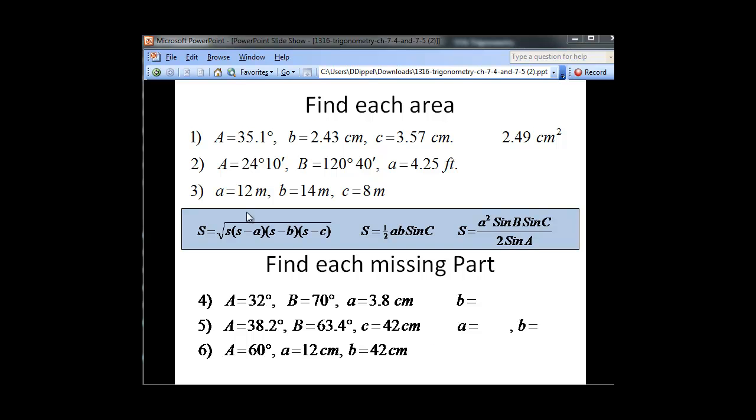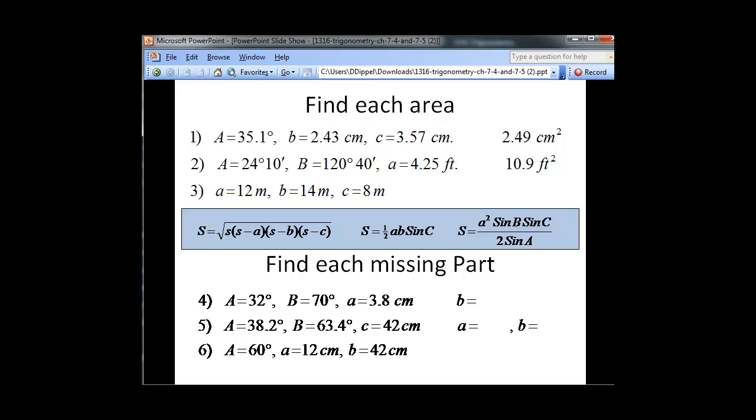Okay, the second one, I would convert the 24 degrees 10 minutes and the 120 degrees 40 minutes to degrees. Find the third angle, because you have three angles this time. So we're using this second one on the page we did earlier, the one with three angles in it. And so you'll take A squared, your side squared, sine of the B angle, sine of the C angle, that's the one that you had to figure out, divided by 2 sine of the A angle. And when you do that, you should get 10.9.